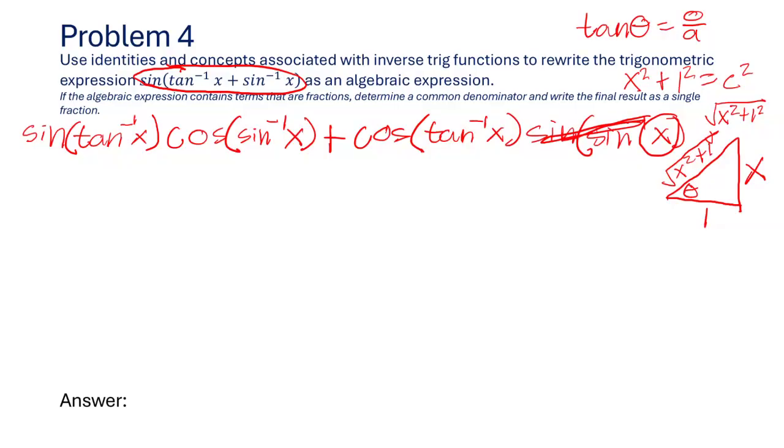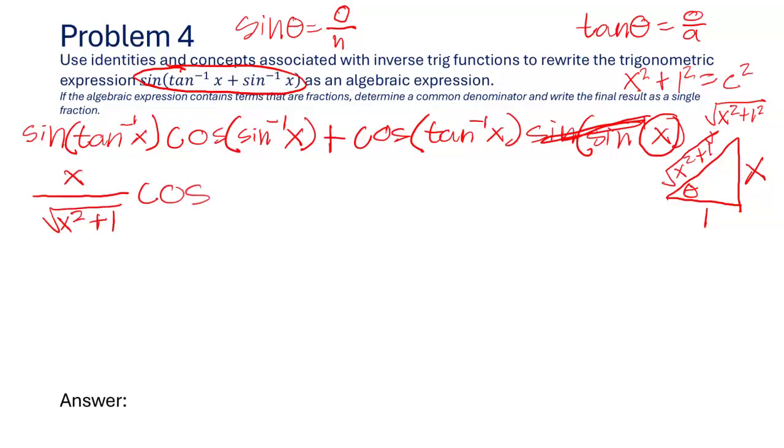So we want to find the sine of our inverse tangent. So sine is opposite over hypotenuse. Our opposite here is x, and our hypotenuse is the square root of x squared plus 1. Remember, inverse tangent is our theta, so sine of the inverse tangent is the same as sine of theta. So that will give us opposite, which is x, over hypotenuse, which is the square root of x squared plus 1.